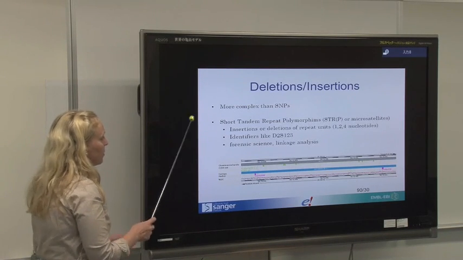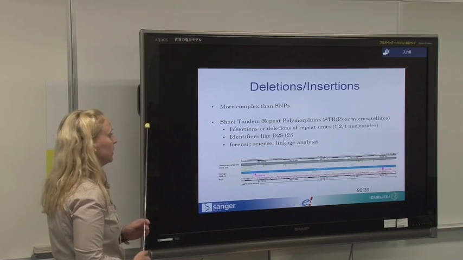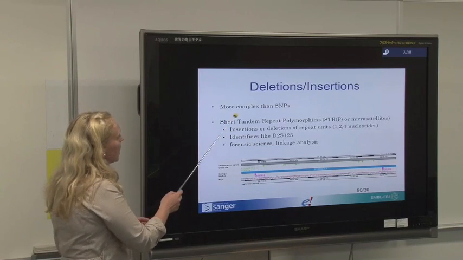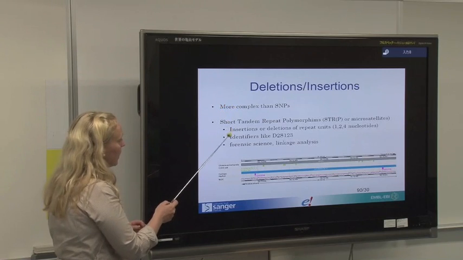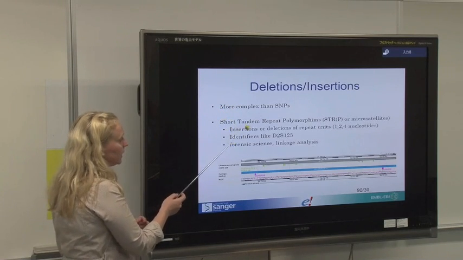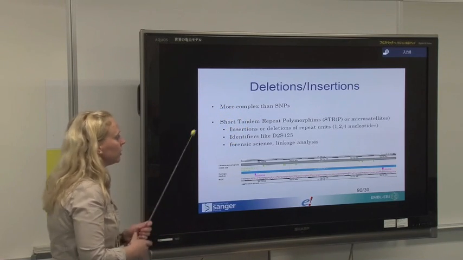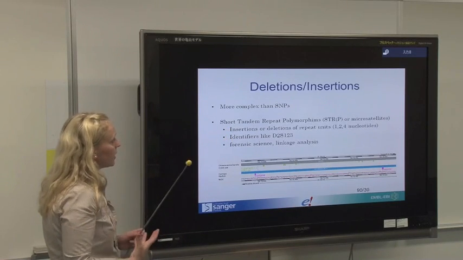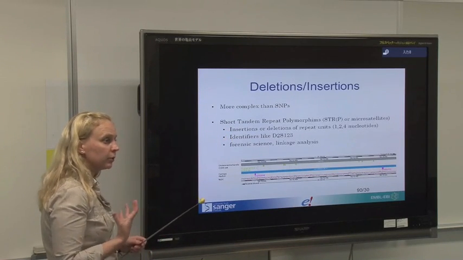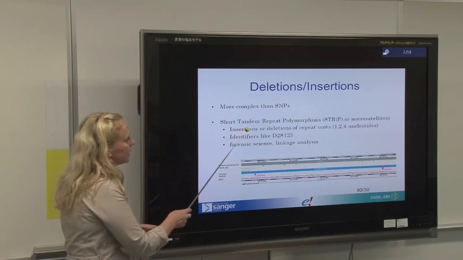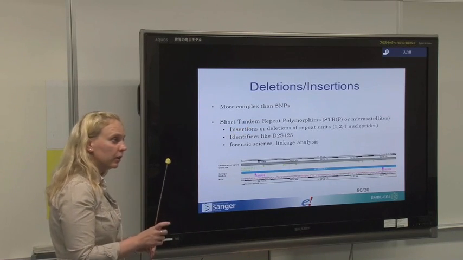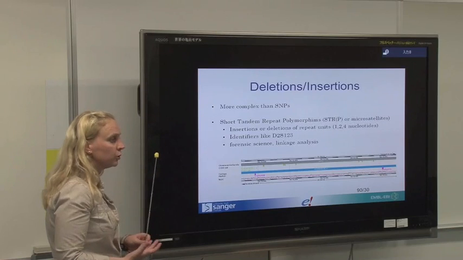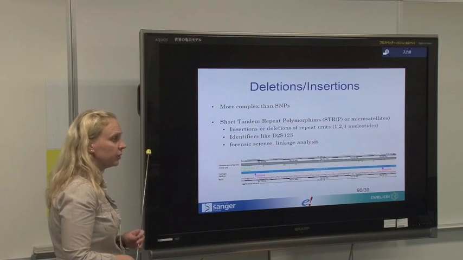The common ones, I'd say simple deletions and insertions, are stored in dbSNP as well. But in addition, we have short tandem repeat polymorphisms. These are special cases of insertions and deletions. They're similar to CNVs, but in this case, the repeats are very short, generally from 2 to 5 nucleotides.